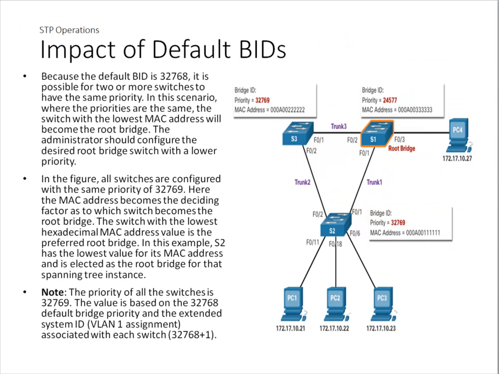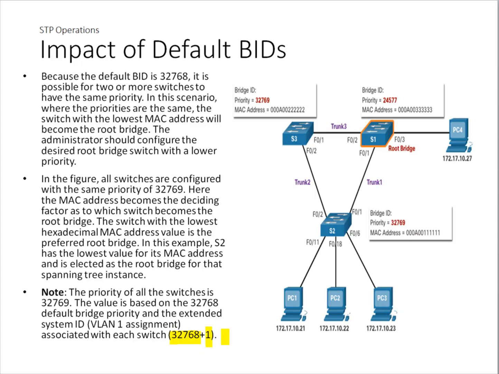Then, one more thing: the default bridge IDs. We are using the default bridge ID, which I already explained in the previous slide. The default bridge priority value is 32768, and with that, 1 will be added.